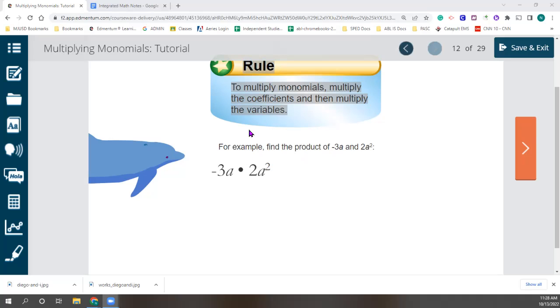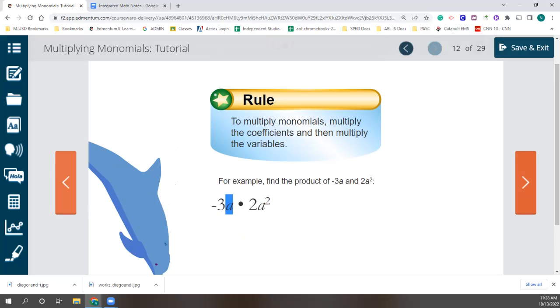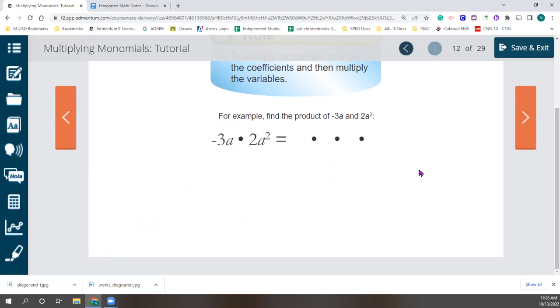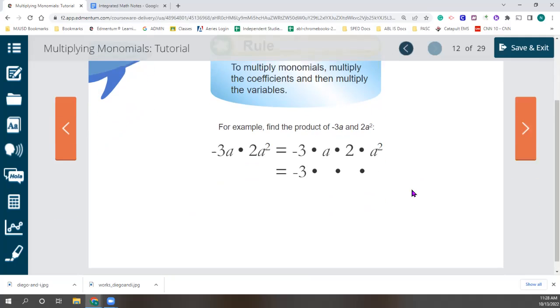All right, so the rule: to multiply monomials, multiply the coefficients, that's the number, and then multiply the variables, that's the letters. For example, to find the product of negative 3a and 2a squared, we do the work. See how those parts came out? This is why you need paper and pencil to work this stuff out, folks.